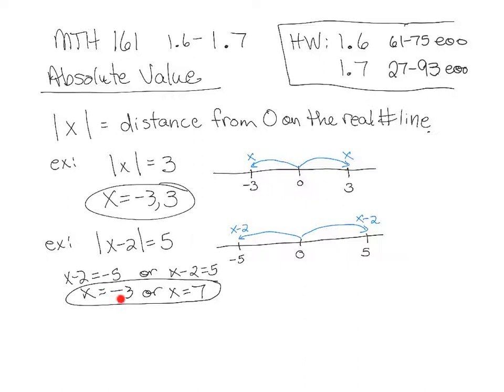So if x equals -3, you plug the -3 in there and you get the absolute value of -5, which is 5. You plug in the +7 and you get the absolute value of +5, which is equal to 5. So you see how that works.